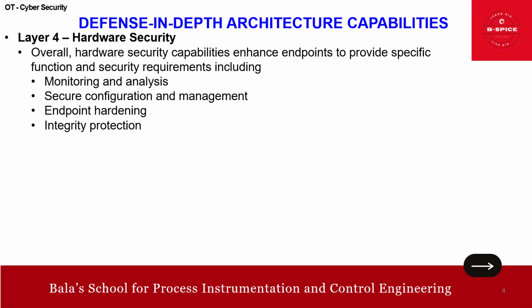You would have known, right? CIA: confidentiality, integrity, and availability. While confidentiality protects the data from unauthorized access and availability ensures the systems are accessible when needed, integrity guarantees that data is trustworthy and unchanged.